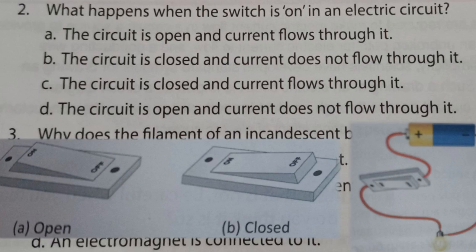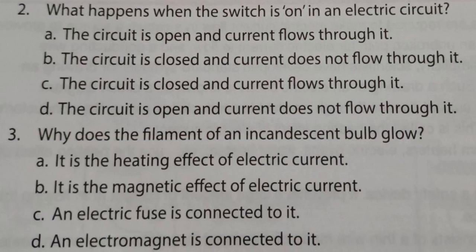Now, when the switch is in on position, it means the circuit is closed. And if the circuit is closed, current will flow through it. So option C is the right option. The circuit is closed and current flows through it.